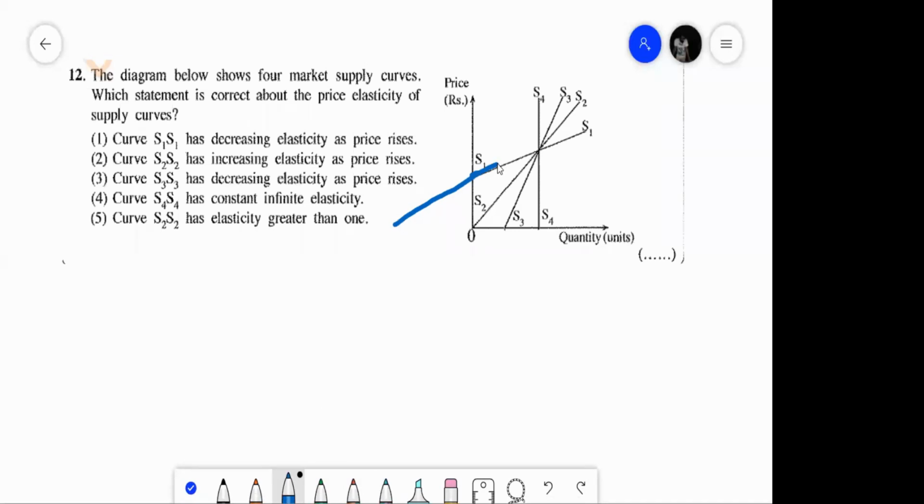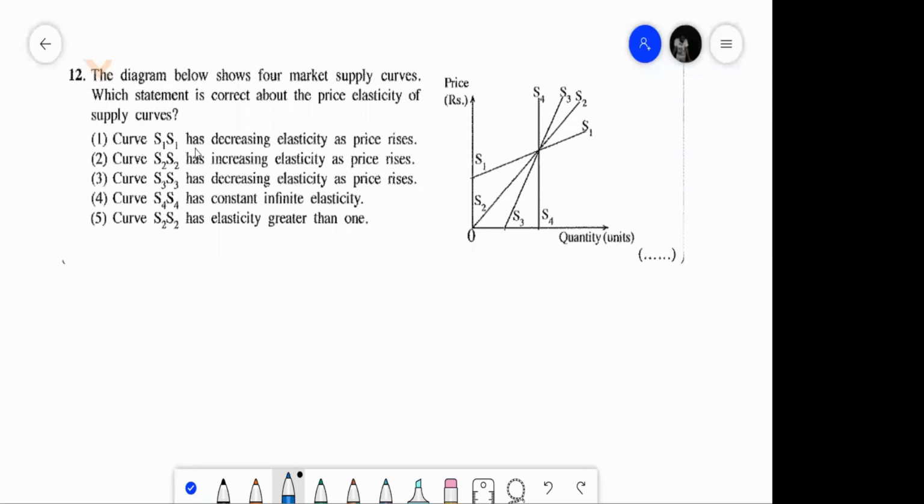When there is a curve like this, that means it is elastic, right? The PED is elastic. And when going along the curve, when the price is increasing or the quantity is increasing, the PED decreases. So this one is elastic, and when you go along the curve, PED decreases. So the answer is number one.